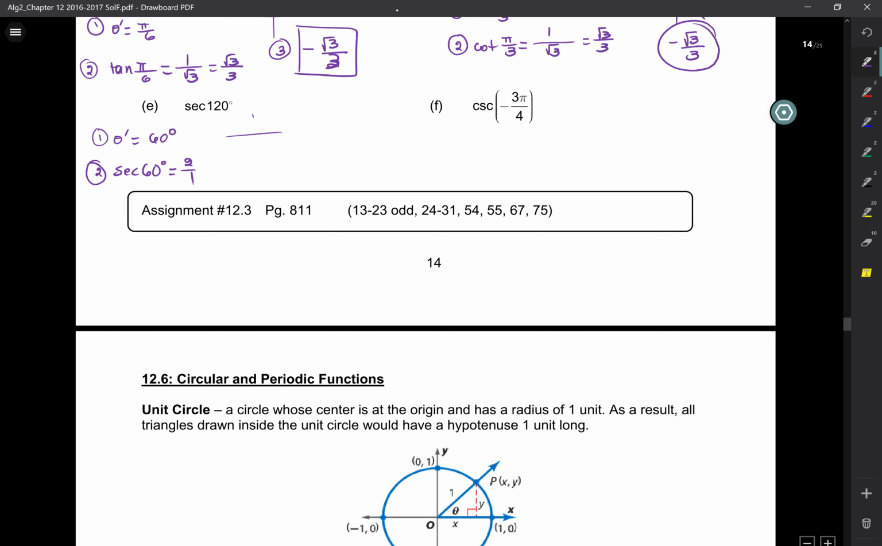Now, what quadrant is 120 in? The left on the top. Second quadrant. Is secant positive or negative there? Negative, so it's negative 2.